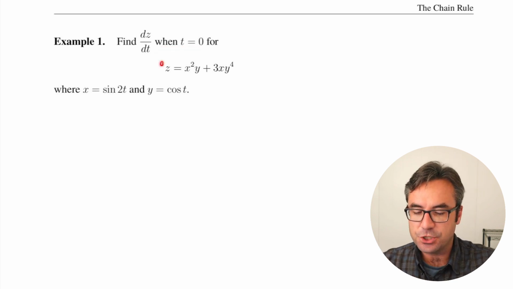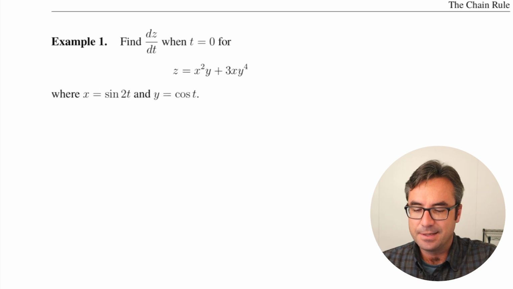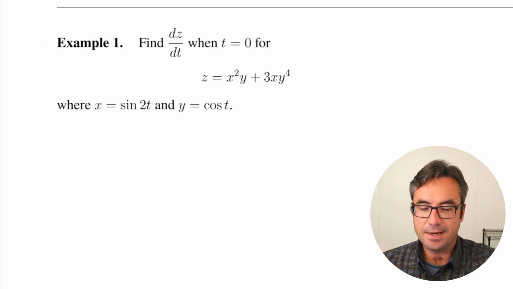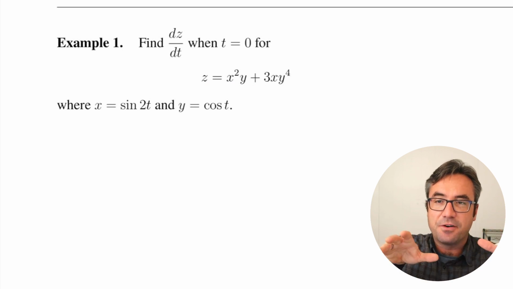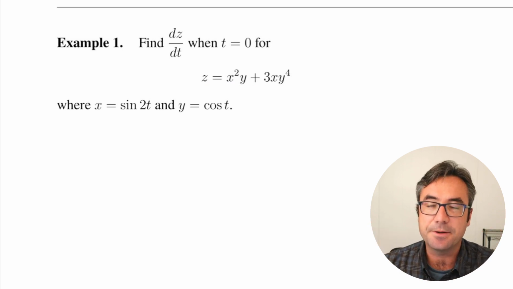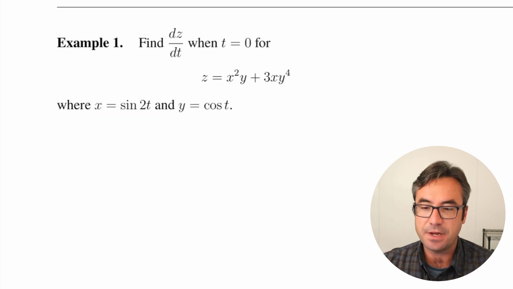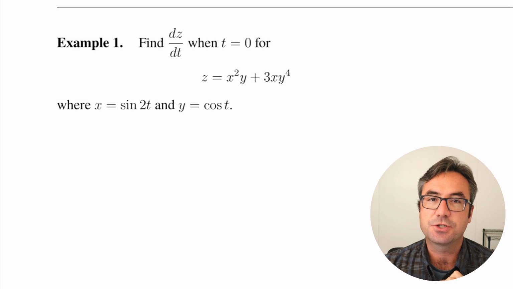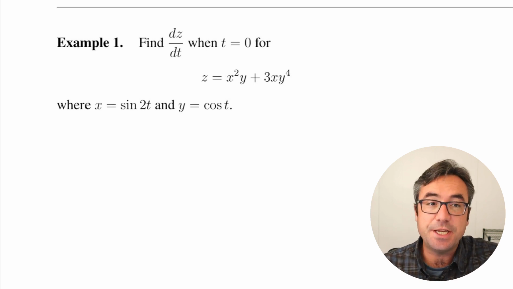So our function z here is x squared times y plus 3x y to the 4th. And again, think of this as a surface that's kind of hovering above our xy plane. And then we also have x written as a function of time and y written as a function of time. So we have x is sine of 2t, and y is equal to cosine of t.